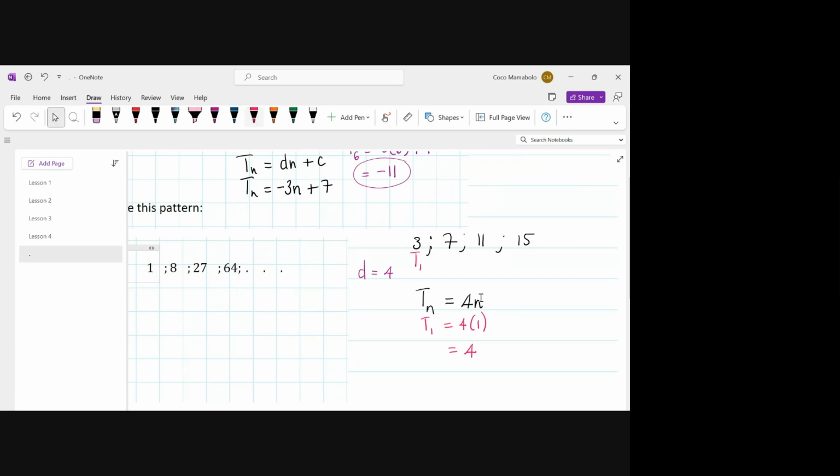So your constant or your common difference is not wrong. It's just that the answer it's given me is not the number that I started with. So how do I get from this 4 to that 3? What would I do? We would minus 1. So my general formula is actually 4n minus 1 because I need to minus 1 to start at 3. So 4 minus 1 gives me 3.